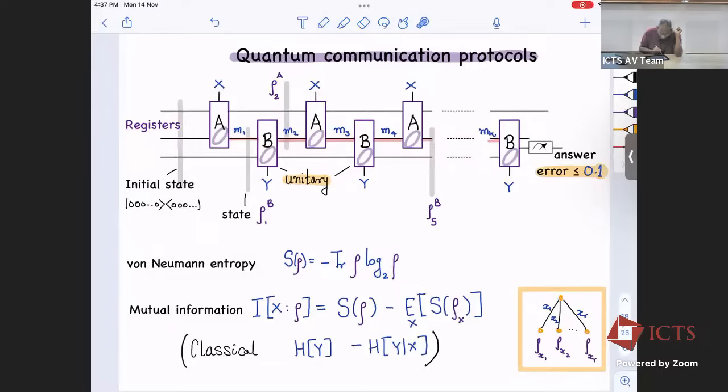Okay, and you can also define a notion of mutual information. Here, X is classical information. Rho is a quantum density matrix, and they live in a joint system. And you can define, just like this, E is still the expectation, yeah? And we use S for entropy. So it is similar to this notion. And we would like to do the same argument.